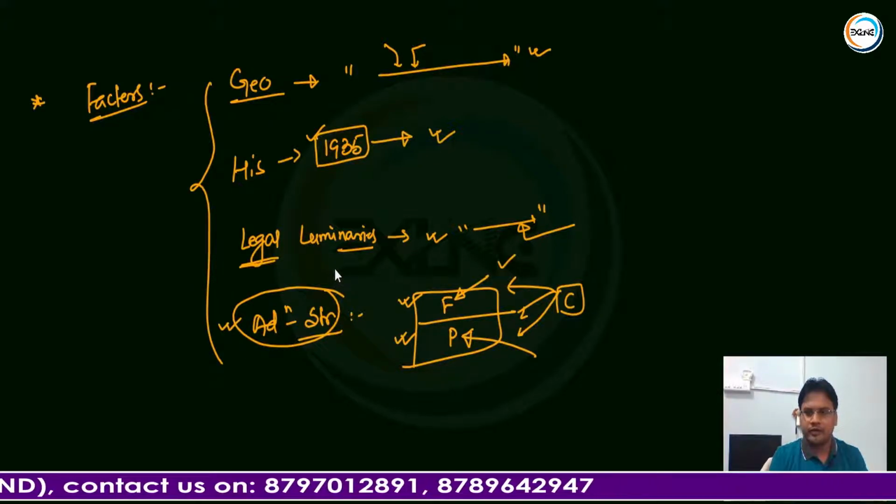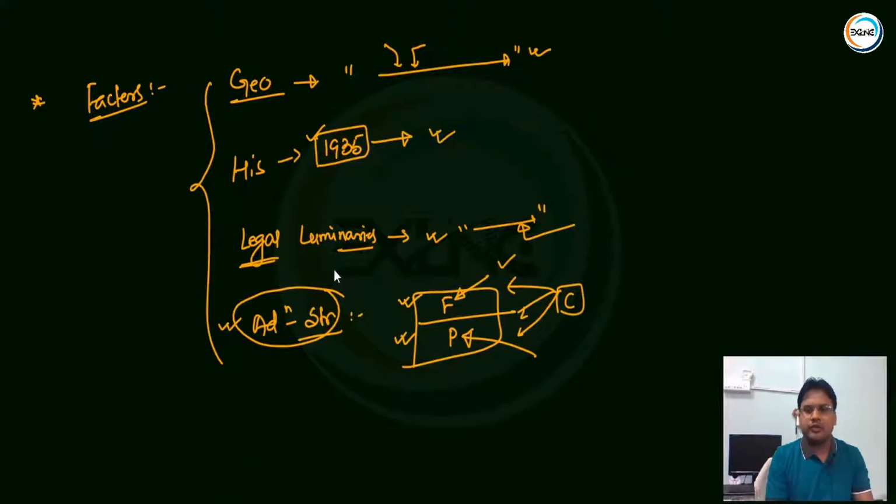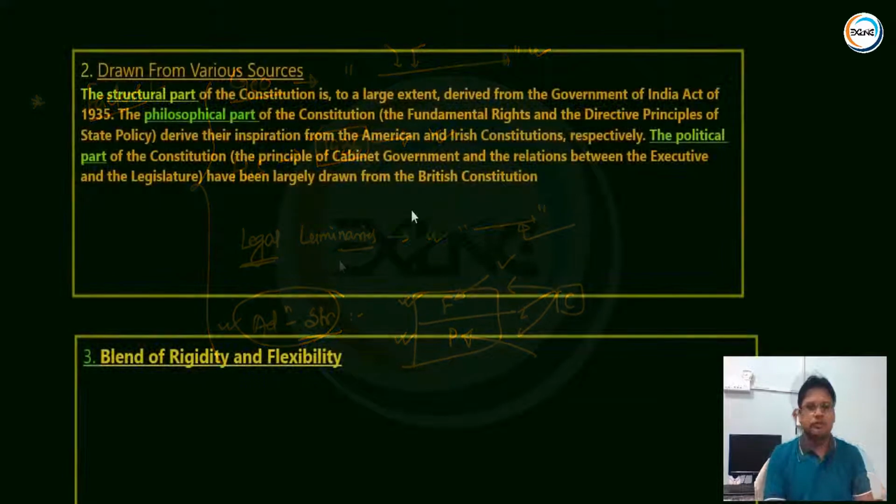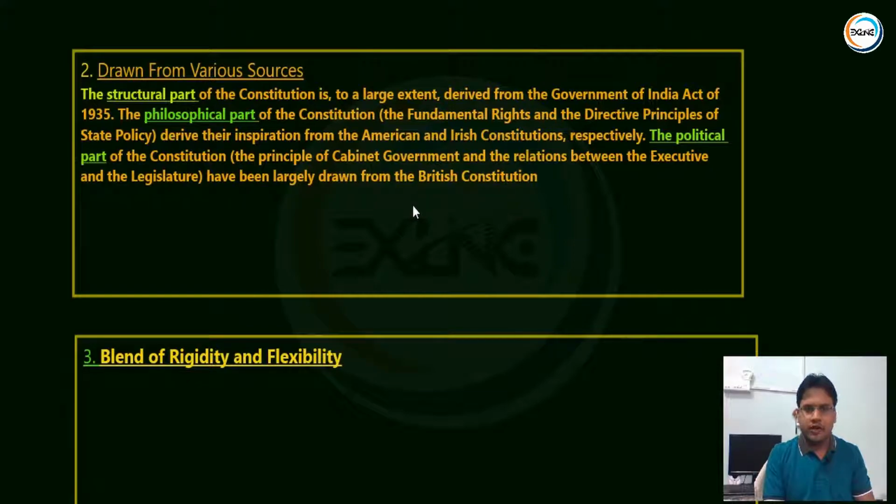So geographical factor, historical factor, single constitution, single document for detailed administrative structure in India. Then presence of the legal luminary, particularly from the lawyer politicians' background. So these are the important factors responsible for being a big, elephantine and lengthy document. So now let's move and understand the second feature, that is being drawn from various sources.